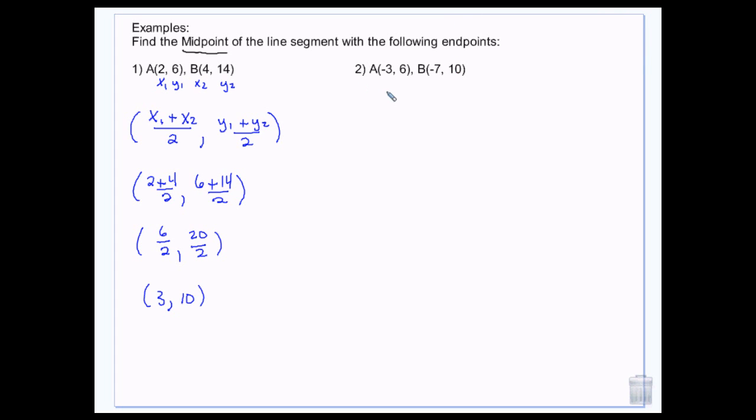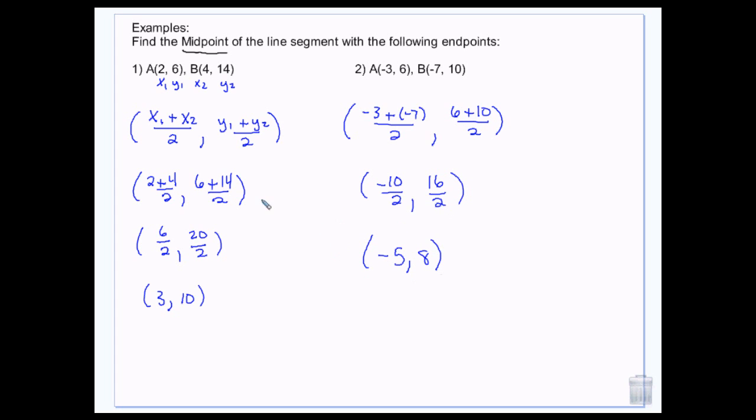Okay, so let's do this. You don't have to write the formula out if you don't want to. You just can add the 2 x's, add the 2 y's. -3 and -7 is -10. 6 and 10 is 16. So I get -5 and 8. So the midpoint of this segment is 3, 10. The midpoint of this segment would be -5, 8.